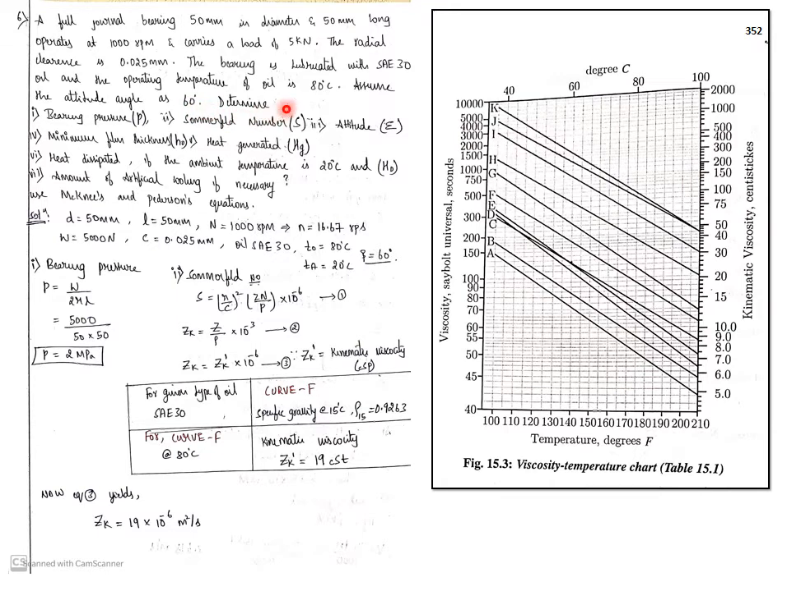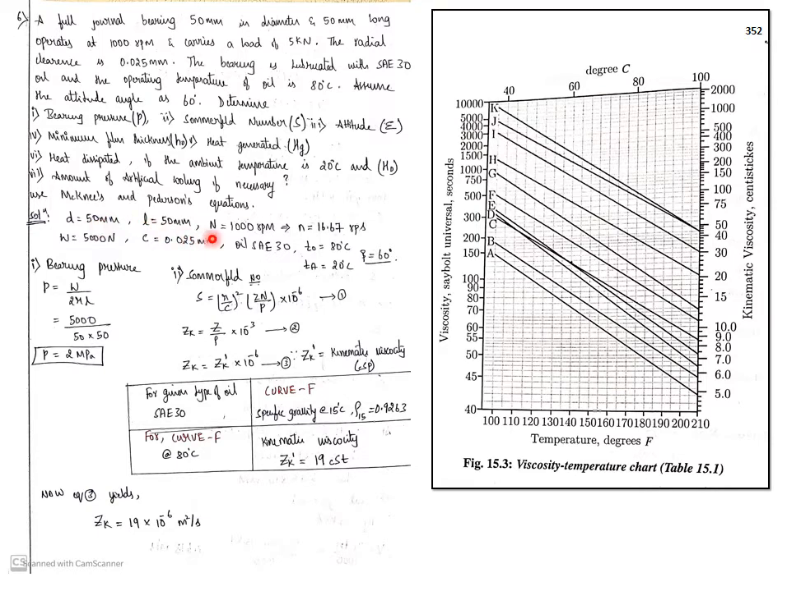This is the angle at which the oil enters the bearing. Determine bearing pressure, Sommerfeld number, attitude, that is eccentricity, minimum film thickness, heat generated, heat dissipated, and the amount of artificial cooling if necessary. Use McKee's and Petroff's equations. So let's see how to solve this problem.